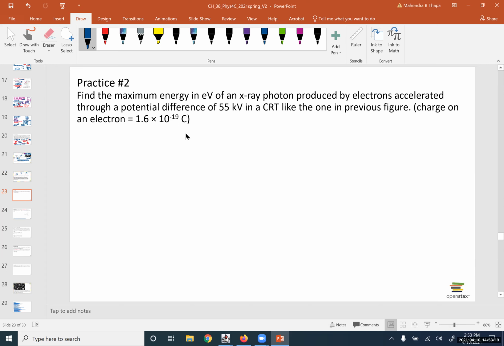Here, this is from the X-ray. In the X-ray photon, the electrons are accelerated through a potential difference of 55 kilovolt. Then you can find the maximum energy of the photon.